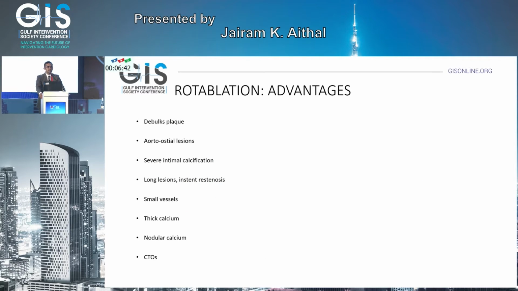What are the advantages that a rotablator has? One, it is probably one of the few, along with the orbital atherectomy devices, that actually debulks or thins the calcium. It can be used in aorto-ostial lesions, something that not many other debulking devices can boast of. Severe intimal calcification can be aggressively addressed with the rotablator.